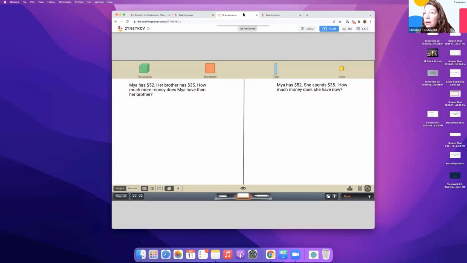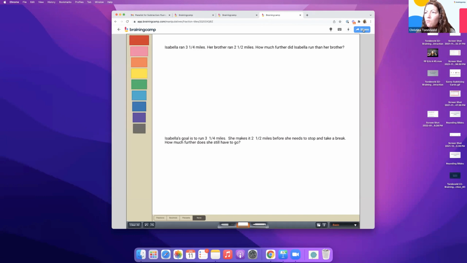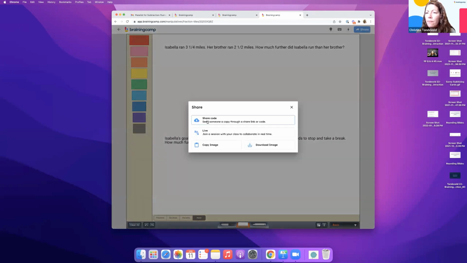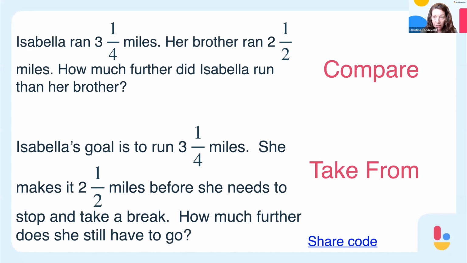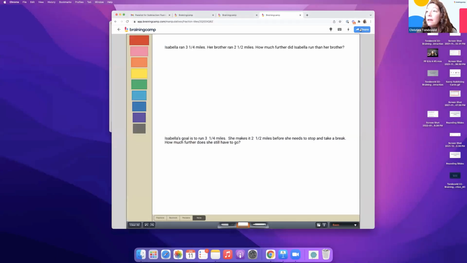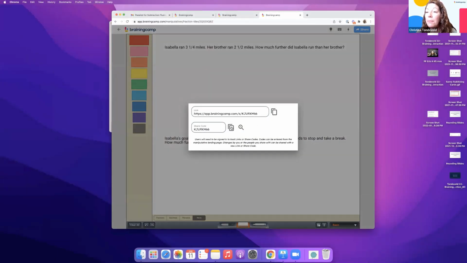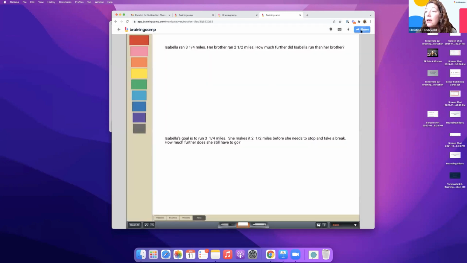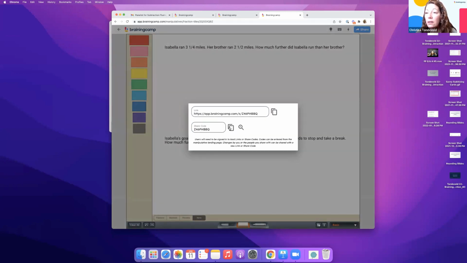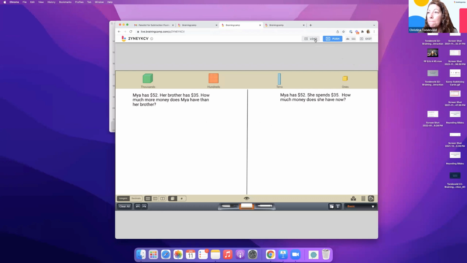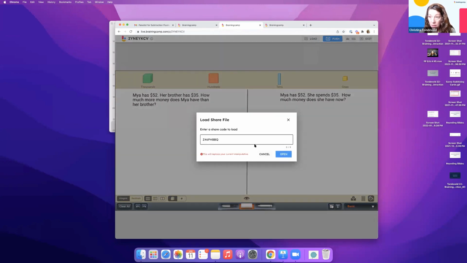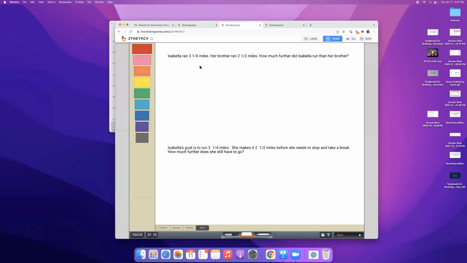Nope, apparently not. It said invalid code. Oh, it copied the last code. Thank you for that. Okay. I know why, because I tried to copy it here and it never works. Okay, so I need to hit share code and copy it here. And then there we go. Okay.